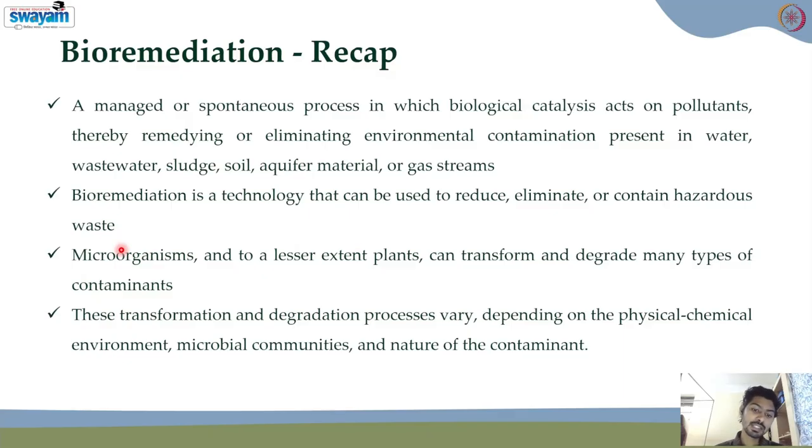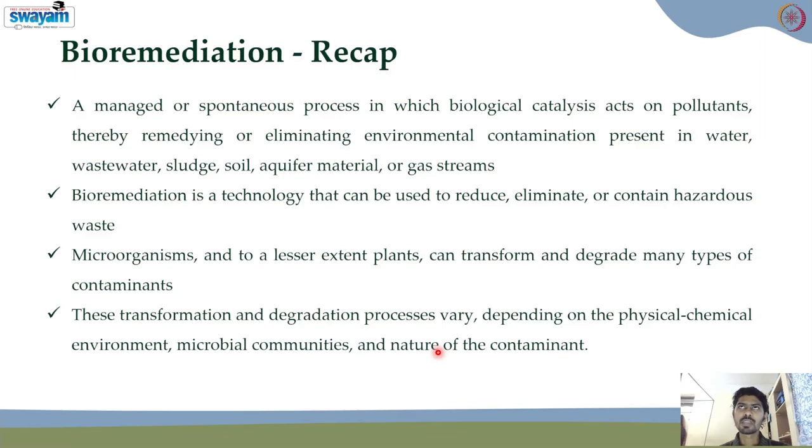And it also extends to plants and insects to transform and degrade these types of pollutants. And what are all the important factors that determine the progress of bioremediation? The main important factor is the physical and chemical environment, which includes temperature, pH, or oxygen level. It also depends upon the microbial community present in the particular environment. And the third important factor is the nature of the contaminant, which denotes the pollutant nature.